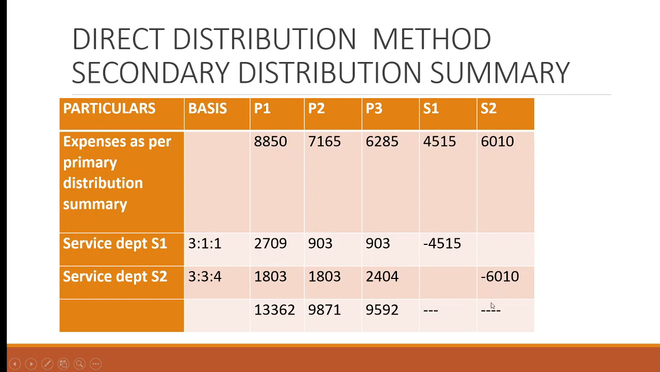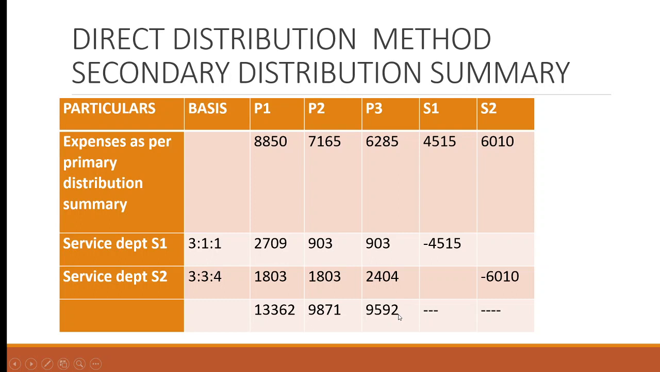So in both S1 and S2 the overhead costs are not there, it is nil. Whereas the overhead costs have increased for P1, P2 and P3. So the total overhead cost of P1 department is 13,362. For P2 department 9,871, and for P3 department 9,592 rupees.